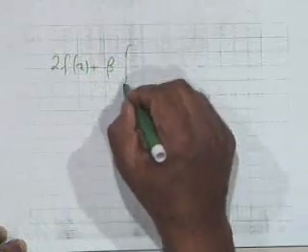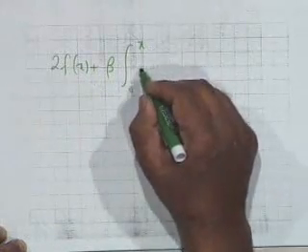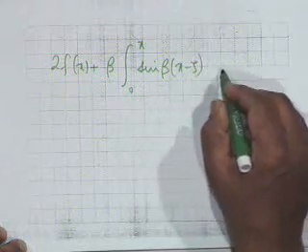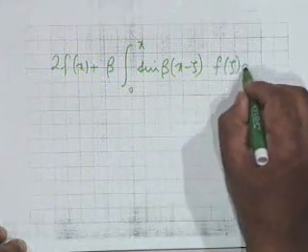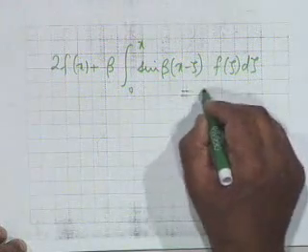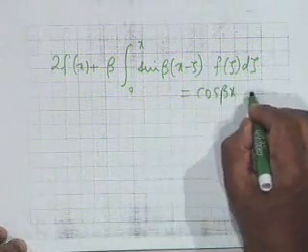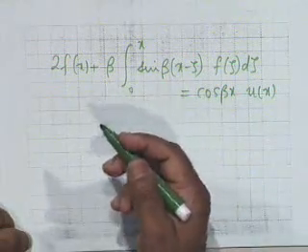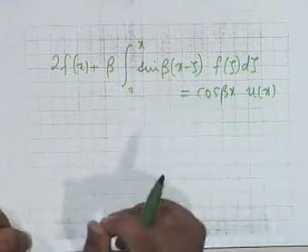The correct thing would have been to take Laplace transform of both sides. And let me write the equation again, 2 f of x plus beta integral 0 to x sine of beta times (x minus zeta) f of zeta d zeta equal to cosine of beta x u of x. Now I take Laplace transform, obviously one-sided or two-sided?